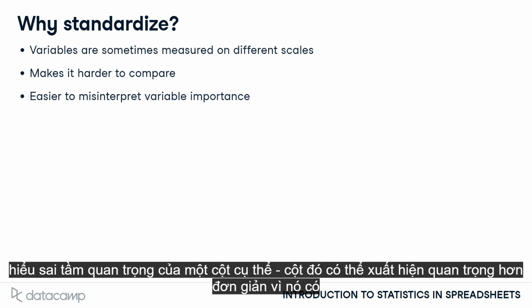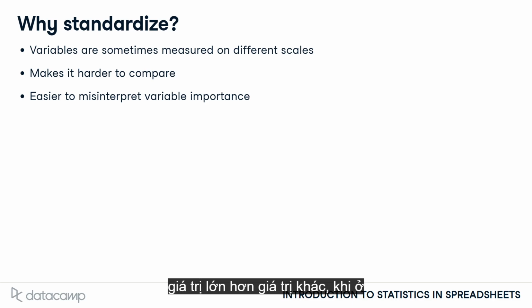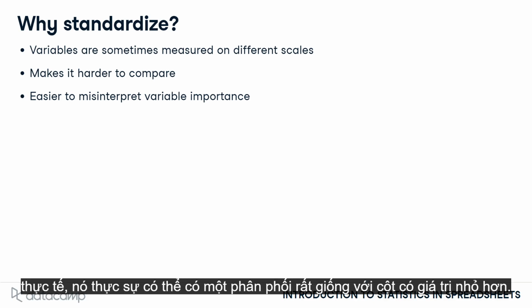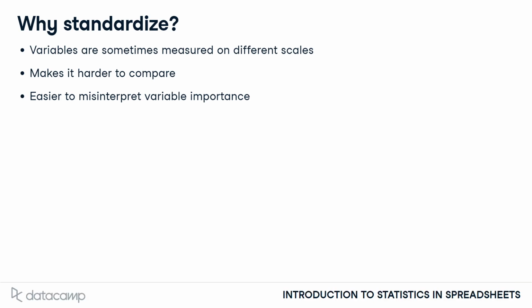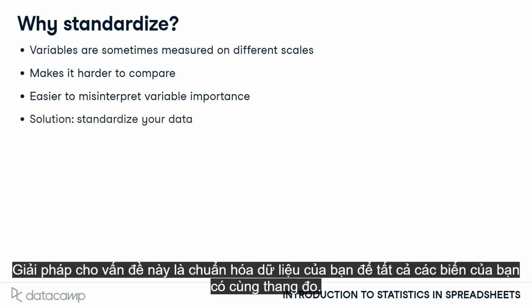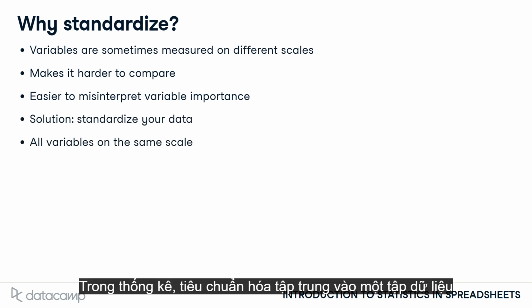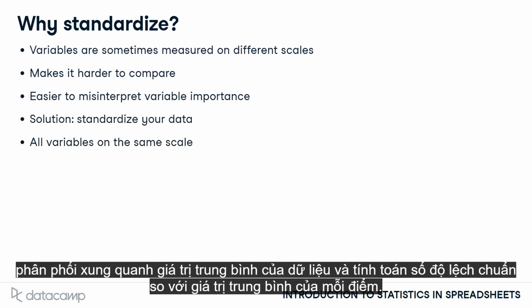That column may appear more important simply because it has larger values than another, when in reality, it may actually have a very similar distribution to the column with smaller values. The solution to this problem is to standardize your data so that all your variables are on the same scale. In statistics, standardization centers a dataset's distribution around the mean of the data and calculates the number of standard deviations away from the mean each point is.